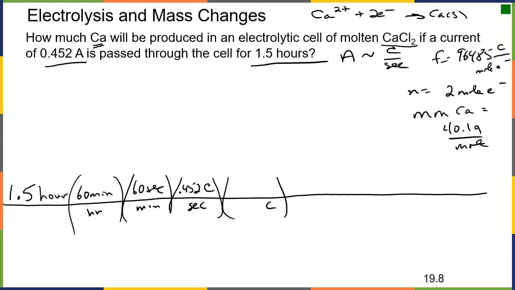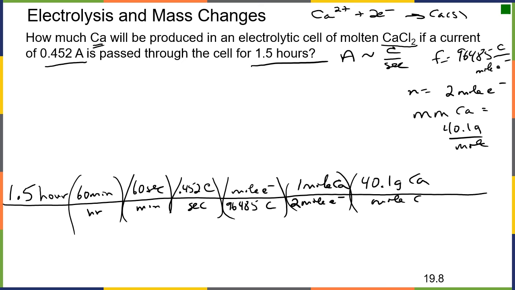Well, we got Faraday's constant, 96,485 coulombs per mole of electrons. Now we're going to have to cancel out our mole of electrons. Well, we know there's 1 mole of calcium for every 2 moles of electrons. And the last step here is there's 40.1 grams of calcium per mole of calcium. That is going to finish up our problem. And when we're done with this entire question, we're going to get a surprisingly small value of 0.507 grams of calcium electroplated out of this solution.